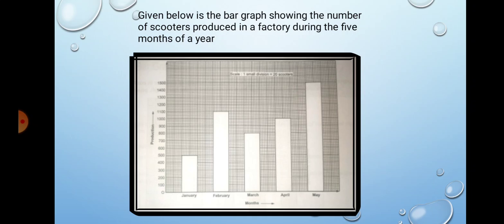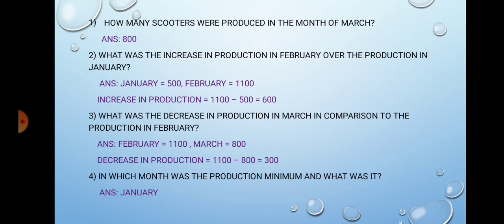You can see in the month of January how many scooters are produced? 500. In February they have produced 1100, in the month of March they have produced 800, and in the month of April they have produced, it is between 900 and 1000, so it is 960, and in the month of May they have produced 1460. So this is the information we can gather from this graph. Now let us see the questions based on this bar graph.